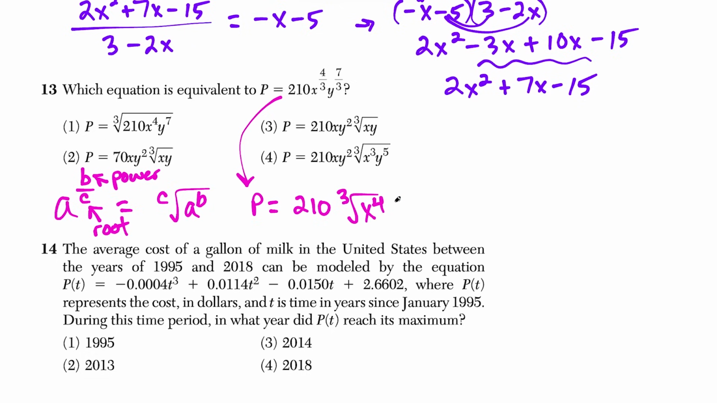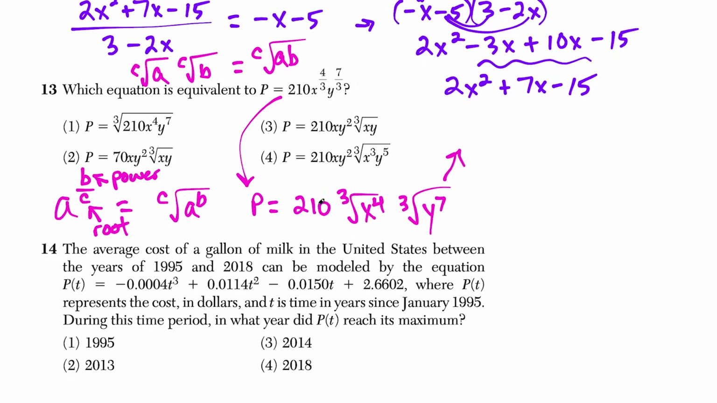So we have x to the fourth power, and we're multiplying by the cube root of y to the 7. Okay, so I'm just using this power over root concept. And now what I could do here is use this property of radicals. Anytime I have something like the cube root of a times the cube root of b, I can combine this into a single radical where I have the cube root of a times b.